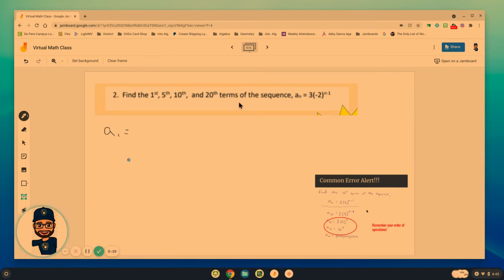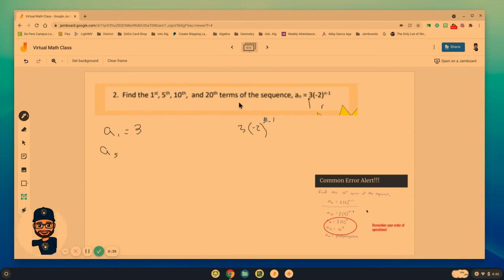What is that first term? Remember, in the explicit formula, this first number right here, 3, represents that first term. The common ratio is my r value right there, -2. So now if I want to find the fifth term, I'm going to do 3 times -2 to the power of 5 minus 1.